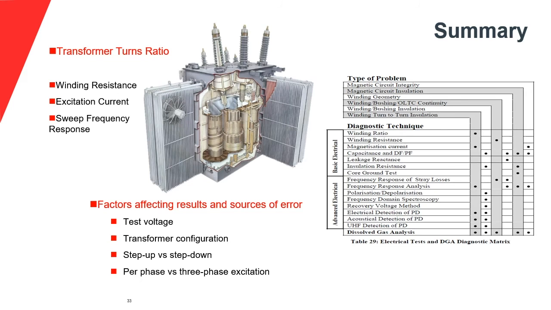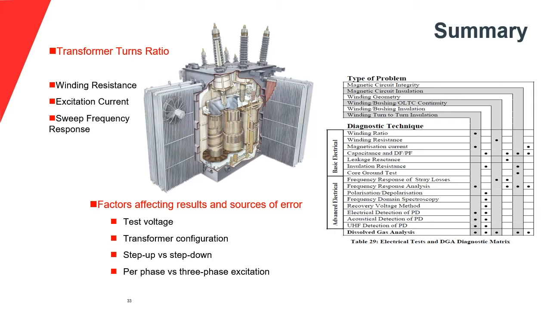So, in summary, TTR will help me assess the condition of both the windings and the core of my transformer. If I get unexpected results, I can go to the toolbox of different tests I can perform to investigate further: winding resistance to confirm insulation issues on my windings, excitation current to check both the windings and the core, or sweep frequency response as an alternative to get a very good approximation of the actual TTR of my transformer.